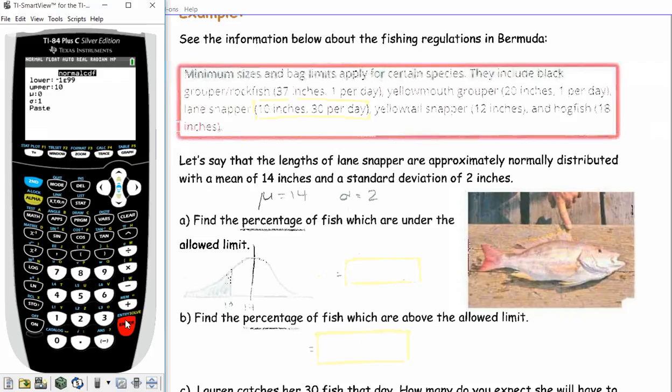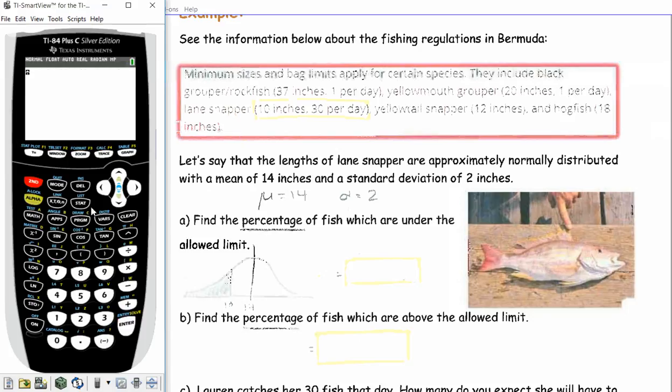Our mean, I was saying, it's 10. And our standard deviation, I don't think we know it, do we? Oh yeah, we do, 2, it says here. Standard deviation of 2 inches. Paste. So we get a weird answer. Very weird answer. Let's see, have I entered in the right amount to begin with? I'm not sure if I have. I think I've made a boo-boo.